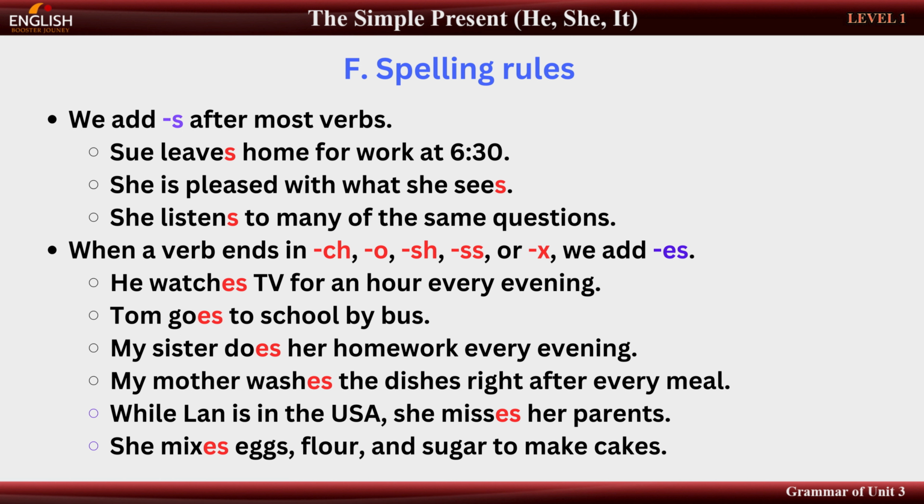When a verb ends in ch, o, sh, ss, or x, we add es. He watches TV for an hour every evening. Tom goes to school by bus. My sister does her homework every evening. My mother washes the dishes right after every meal. While Lan is in the USA, she misses her parents. She mixes eggs, flour, and sugar to make cakes.